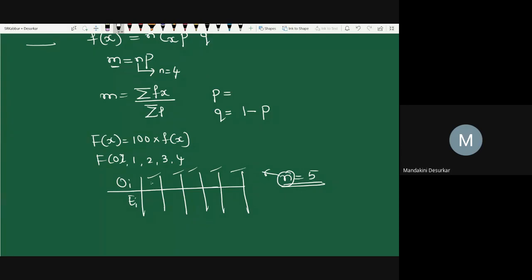Clear? I am expecting the answer from your end. In the next class, you are going to tell me whether we are accepting it or rejecting it. If you are accepting, write that the distribution is a best fit. If you are rejecting, it is not a best fit. That's it.